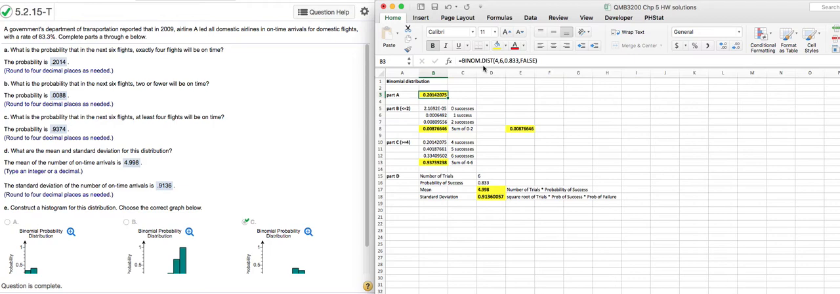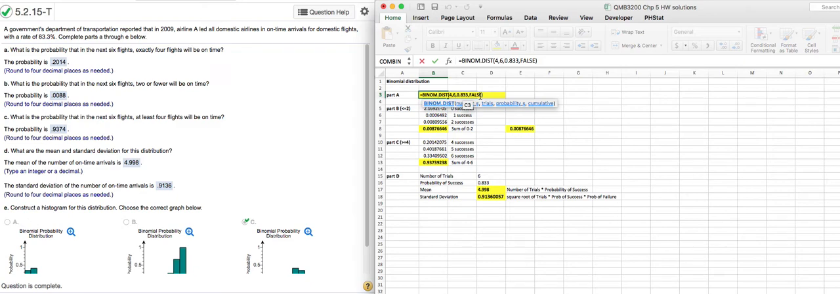So it's equals, you see from your textbook, you've got the function there in the formula bar. The inputs are 4 for the number of successes, so number S is the number of successes, 6 for the number of trials. Our given probability of success is 0.833. You have to enter it in decimal form, so it's given as 83.3% in the problem, but we need to enter it as a decimal in the Excel formula. And then this is not cumulative, so we put false there.